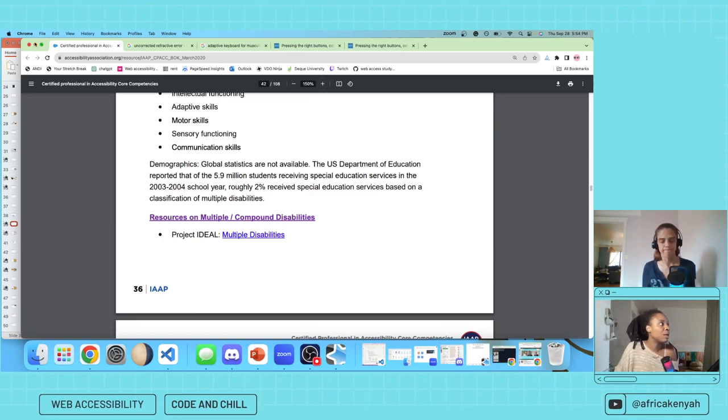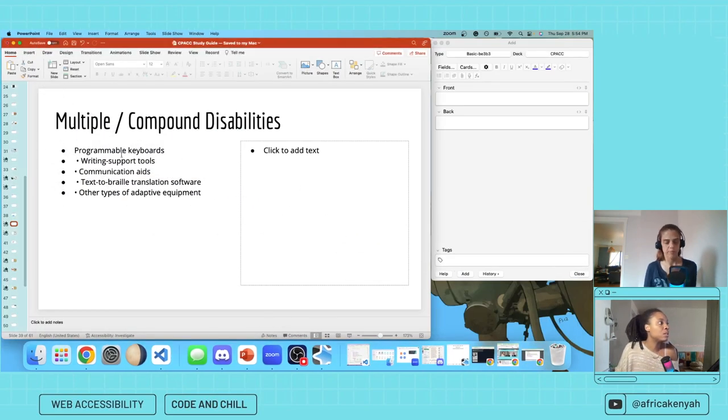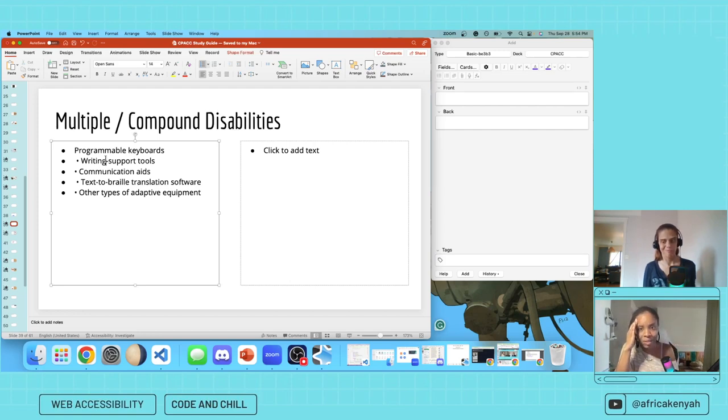All right, so let's talk about some of the things. For multiple or compound disabilities, you can just assume that any of the things that we talked about will be something they can use, depending on whatever that disability is. If the CPAC asks you what you would use for someone who's both XYZ and XYZ, you'll remember all of those things and be able to answer it.